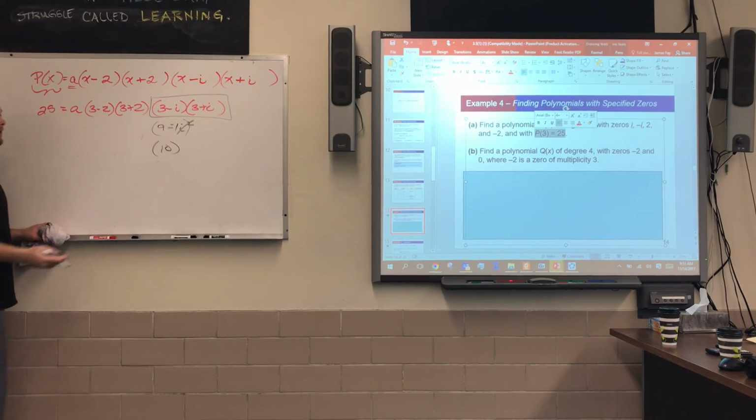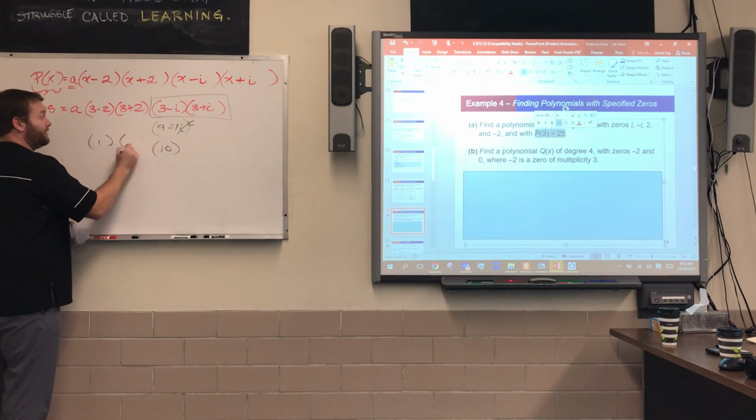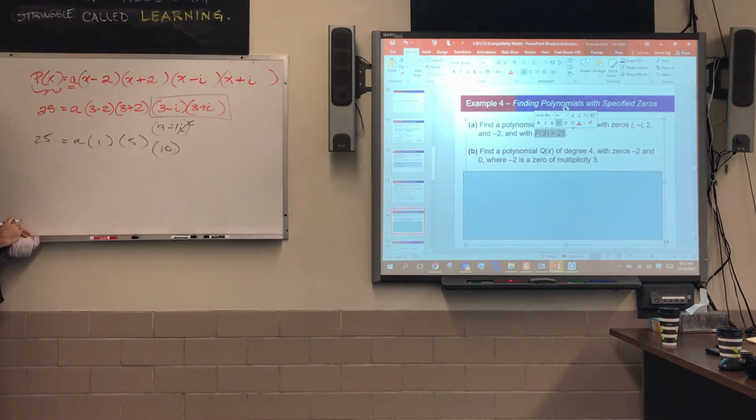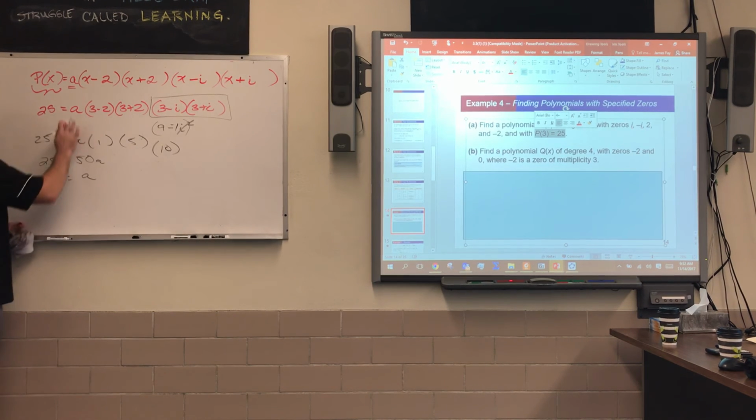Gives me a real number. Okay? This is 1. This is 5. This is a, and that's 25. So they give me 25 is equal to 50a. a then is a half. Okay? So I know now that number right there is 1 half.